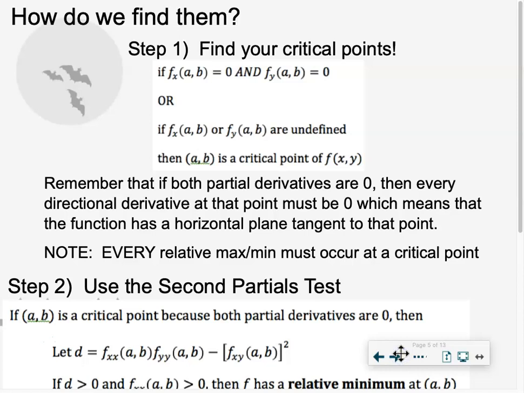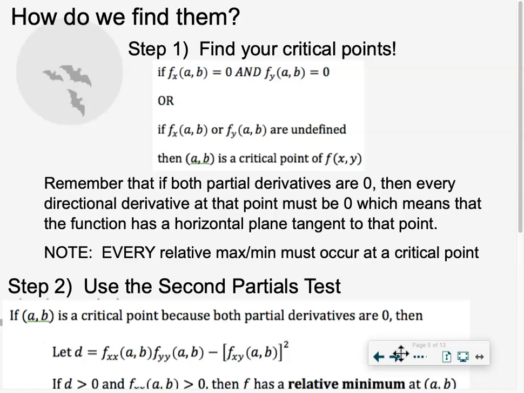All right, so here's your steps. The first step that you have to do is find your critical points. Finding critical points when we're in 3 dimensions is a little bit trickier. Before, you could just find your derivative, set it equal to 0, kabam.